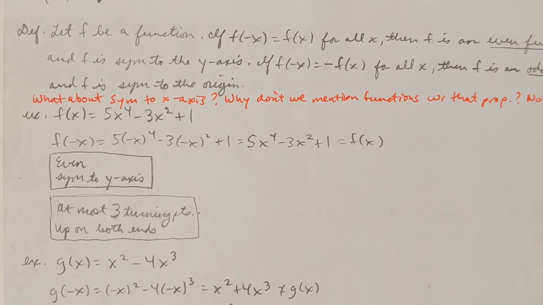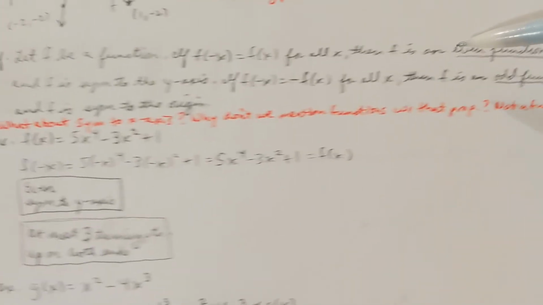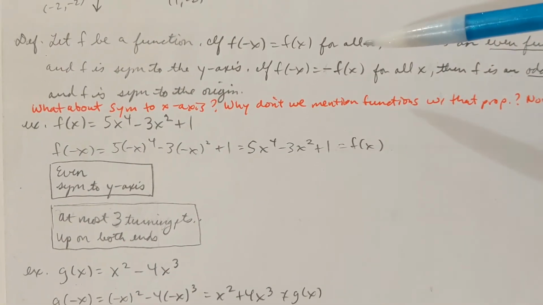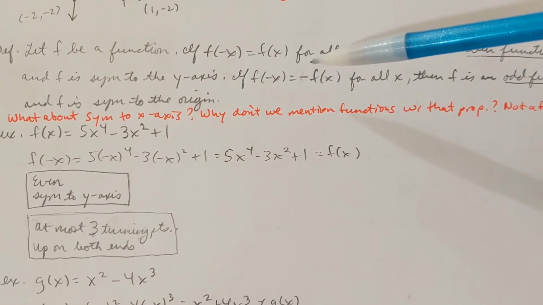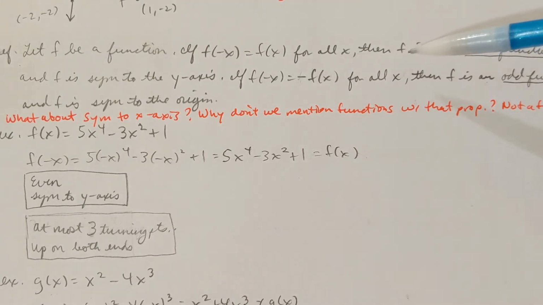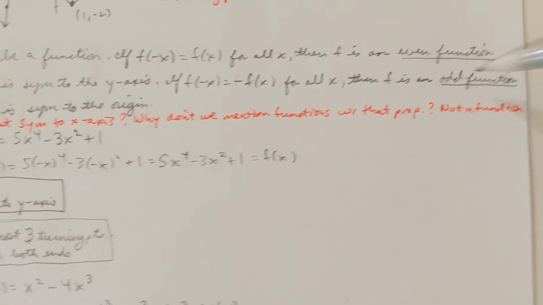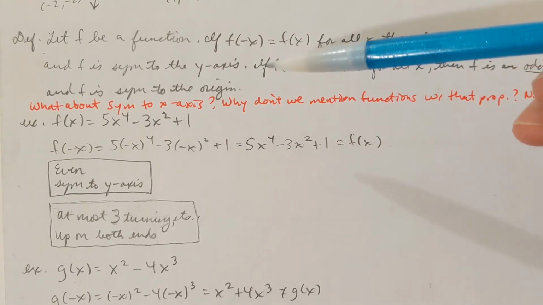Let's let f be a function. Then if f of negative x is equal to f of x for all x, then f is an even function, and its graph is symmetric to the y-axis. If f of negative x is equal to negative f of x for all x, then f is called an odd function. An odd function is always symmetric to the origin.